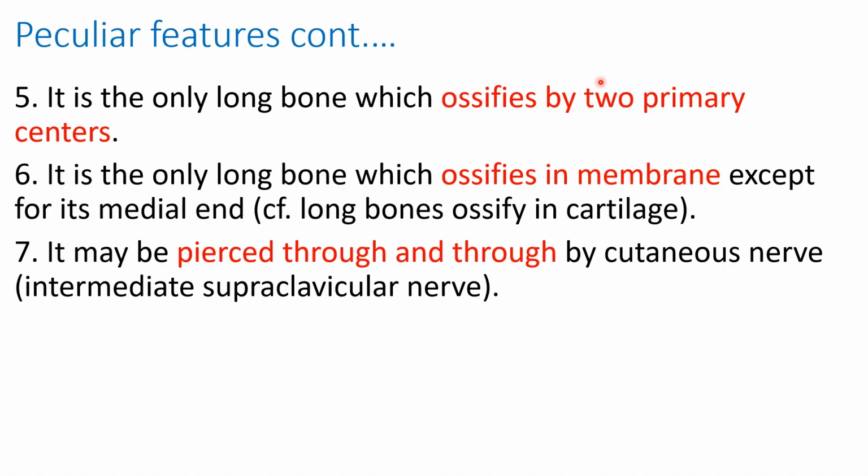As we will see with the ossification centers later, it is the only long bone which ossifies in membrane except for its medial end, as compared to the long bones that ossify in the cartilage. The majority of the long bones ossify within the cartilage. However, the clavicle ossifies in the membrane. Then it may be pierced through and through by the cutaneous nerve, that is the intermediate supraclavicular nerve. So these are the peculiar features which make the clavicle an important bone.